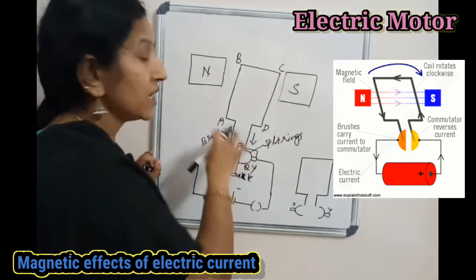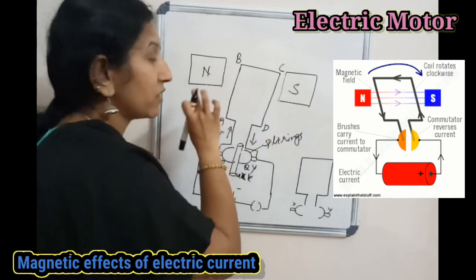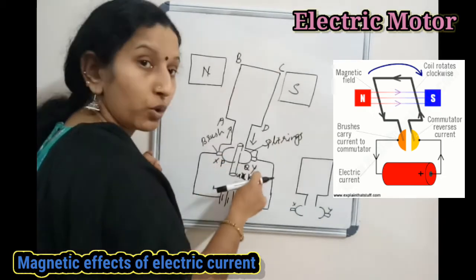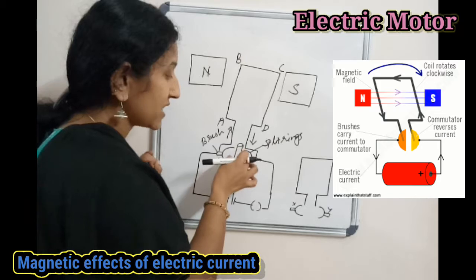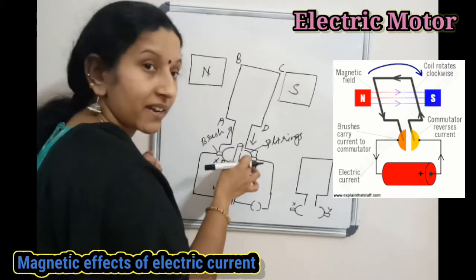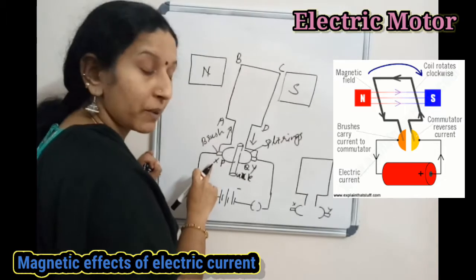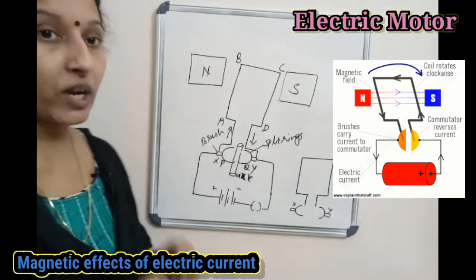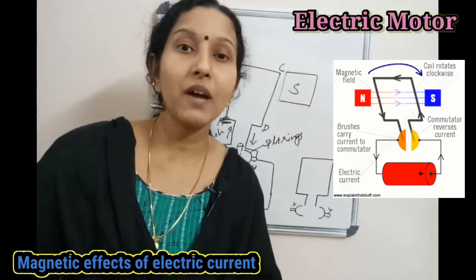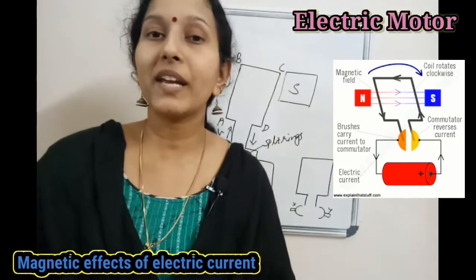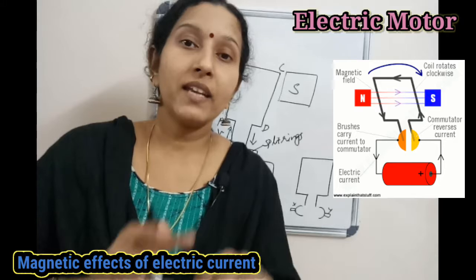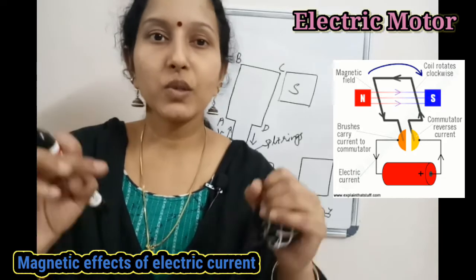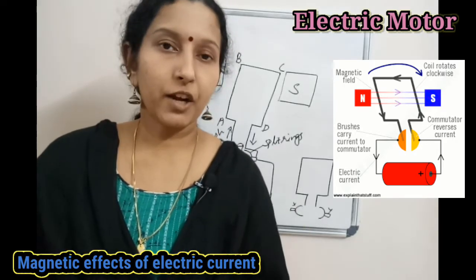Once again, the parts: the coil ABCD placed between the poles of the magnet. The two ends of the coil are connected to the two halves P and Q of the split rings, and the inner side of these halves is insulated and attached to an axle. Two conducting stationary brushes X and Y are attached on the halves P and Q. So this is about the parts of the electric motor.